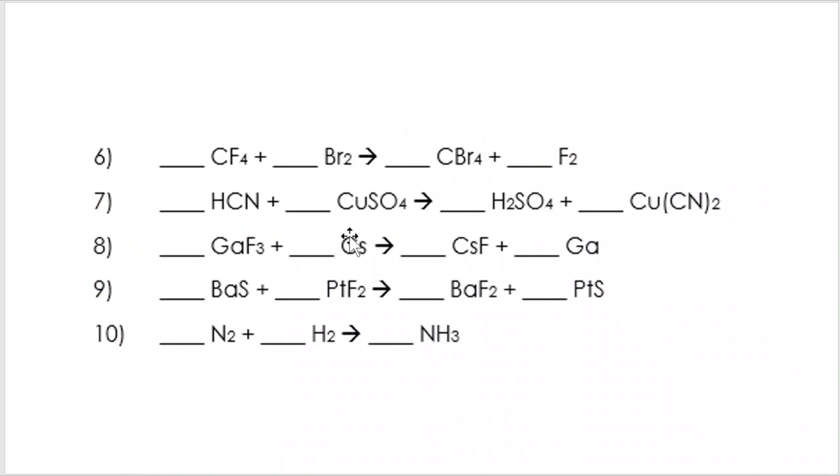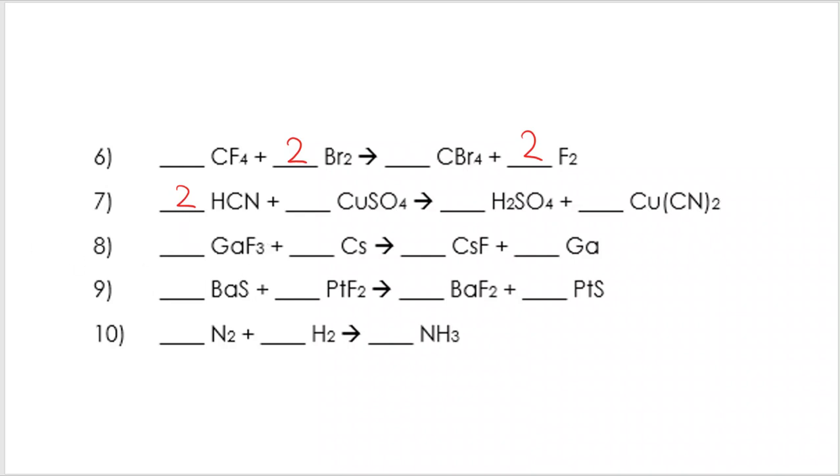And on this one, I'm going to start with the bromine. I've got 4 on the right, 2 on the left, so let's put a 2 there. And similarly, fluorine, I've got 4 on the left, 2 on the right, so let's put a 2 in front of the F2. On the next one, I'm looking at my CN in brackets. It means I've got 2 C's and 2 N's. So I'm going to put 2 HCN on that side.